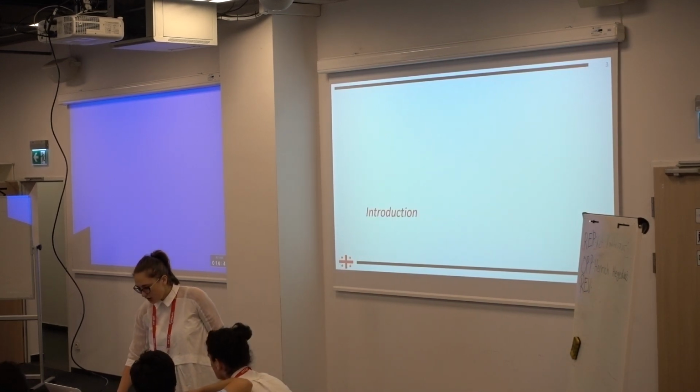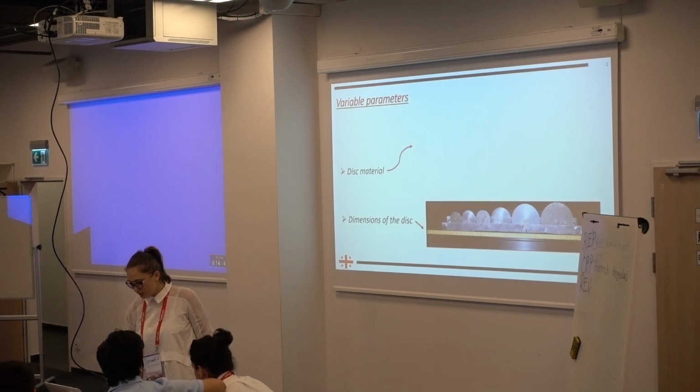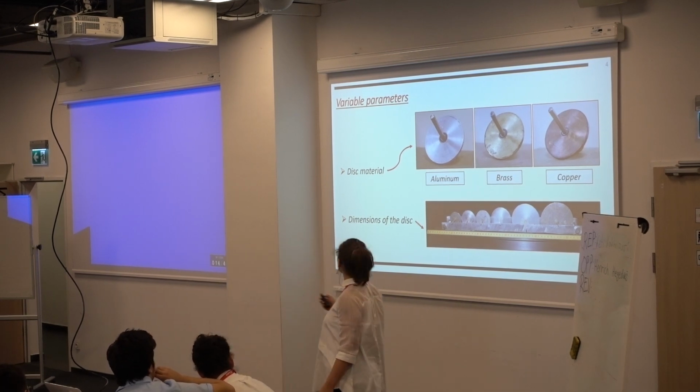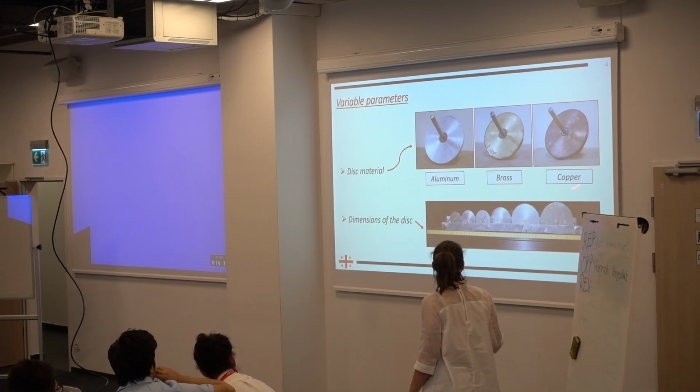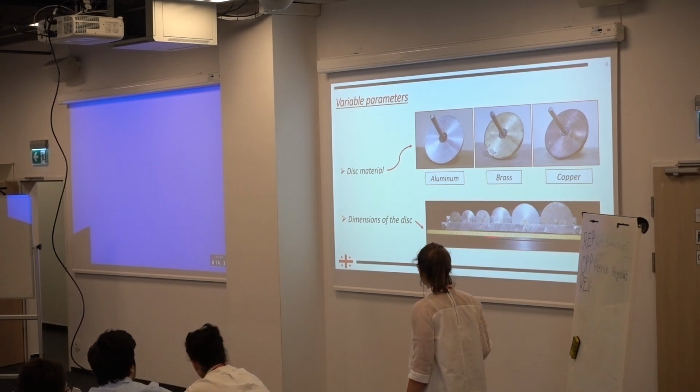For the introduction, first we have some variable parameters. First, for the disc, these were the disc materials. So I used three kinds of discs: aluminum, brass, and copper. And for the dimensions of the disc, I changed the radius of the disc.